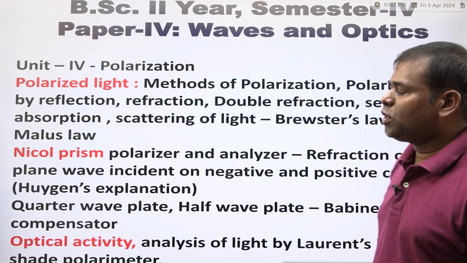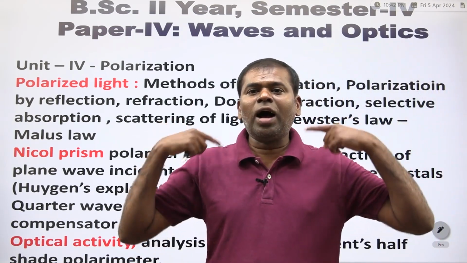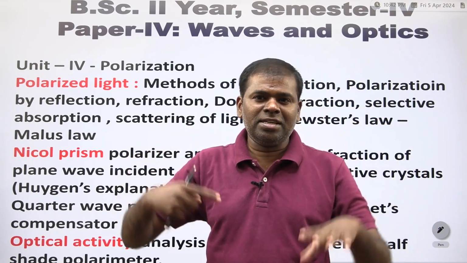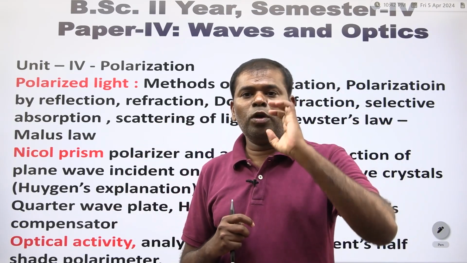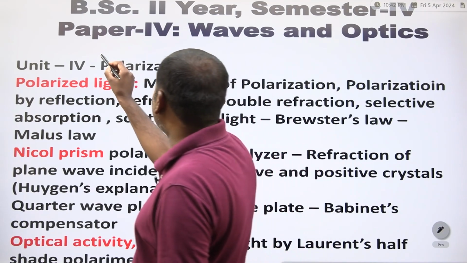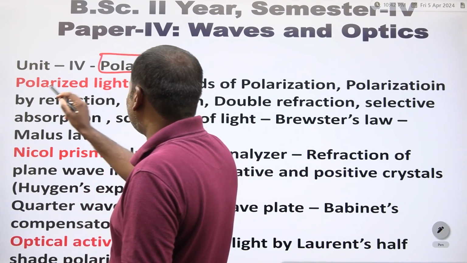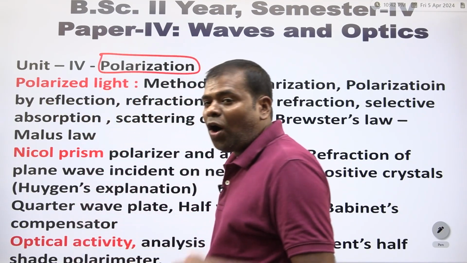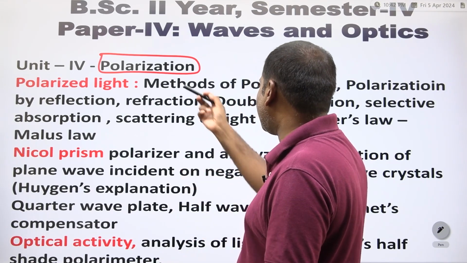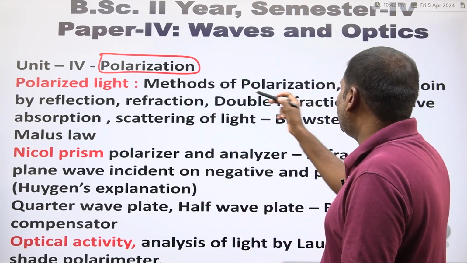Now I am coming to the last unit. This is also another phenomenon of light. What is the light phenomenon? Polarization. Right? Once you have to see the polarization, polarized light. How do we have to get the polarized light? There are methods.